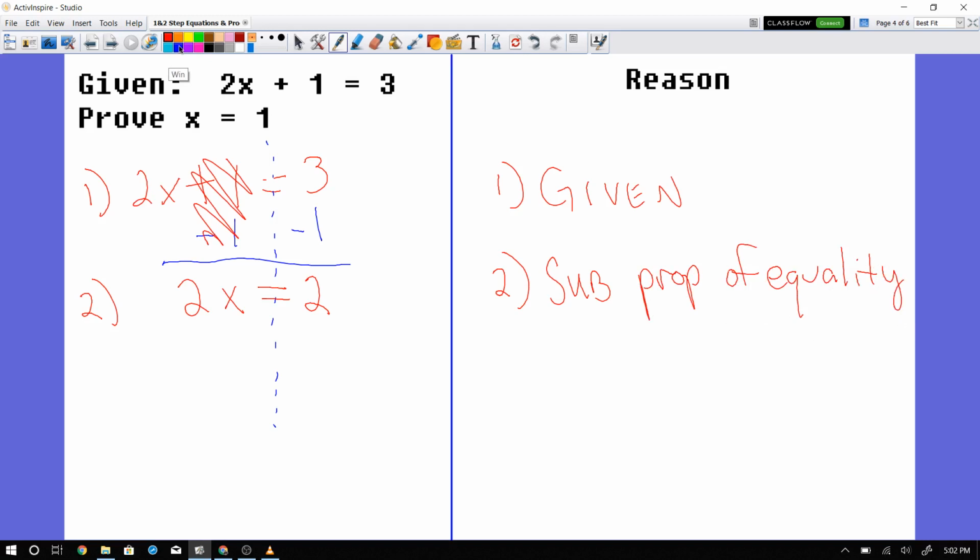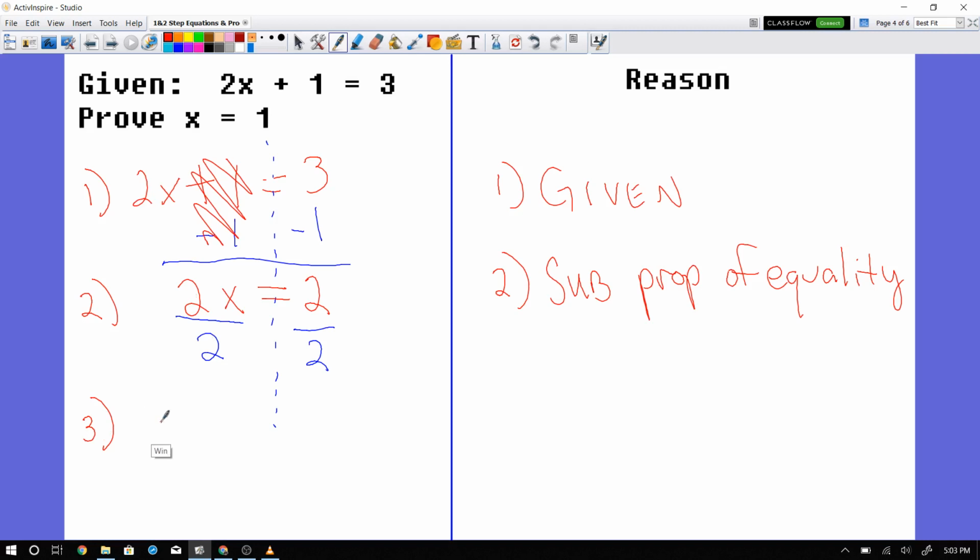How are we going to get to step 3? Let's see. We know that a number next to a letter means multiply, so we're going to divide by 2 on both sides. And the reason that we're doing it on both sides is because of the property. So really, you've been using mathematical rules without knowing the definition, which isn't a problem until now. So now we need to start knowing why we're doing it.